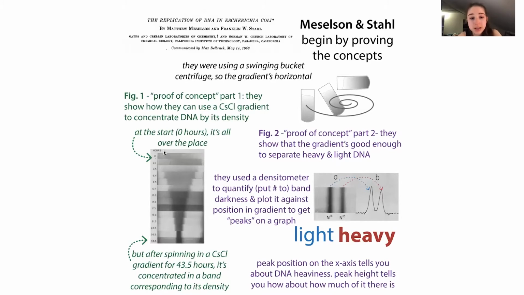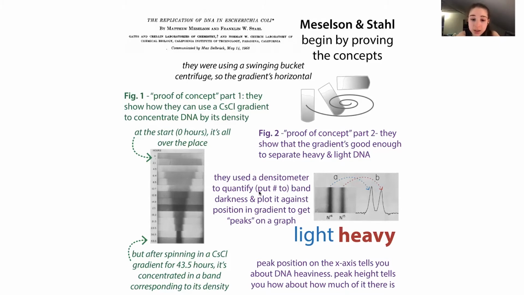So basically what they do is they take the cesium chloride, and it's all over the place, and the DNA is all over the place. Then they centrifuge it down, and the DNA is going to start moving. You have the force of the centrifugation pushing it this way, and then the diffusion pushing it this way. These are going to balance out, and you're going to get the DNA to concentrate in a single band in this gradient. This took them 43.5 hours, so it's not a fast process, but it gets concentrated in a band corresponding to its density.